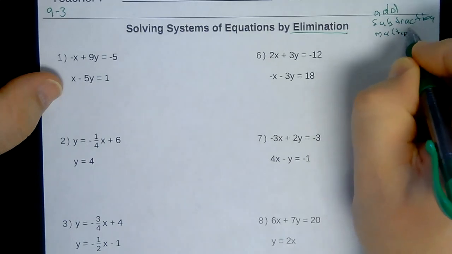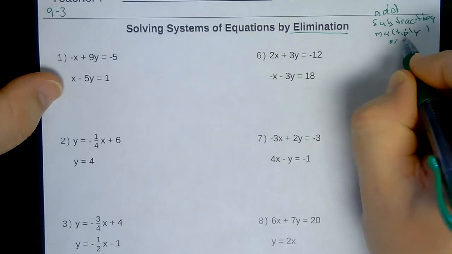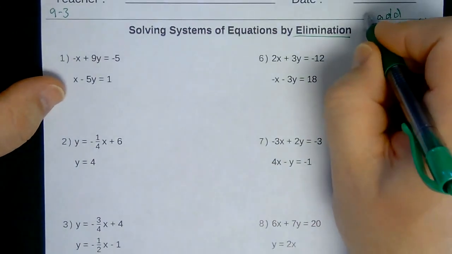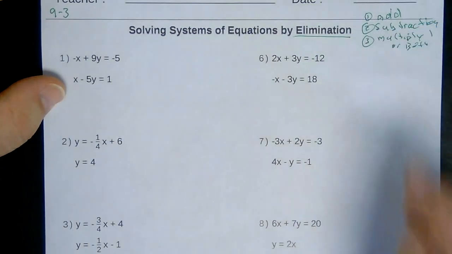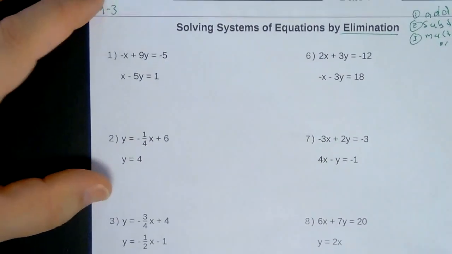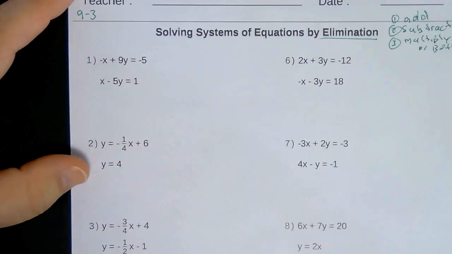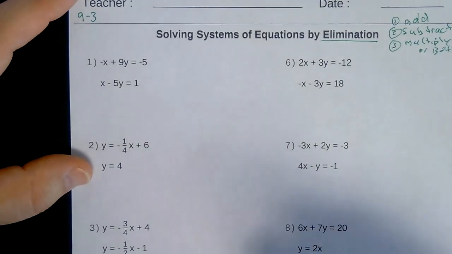multiply one or both. Okay, one or both. So those are the three things I'm going to take a look at when I'm doing these by elimination. So let's go through and look at all of them, and we're going to do an addition one first. Addition means I want to eliminate one of the variables immediately just by adding the equations together.